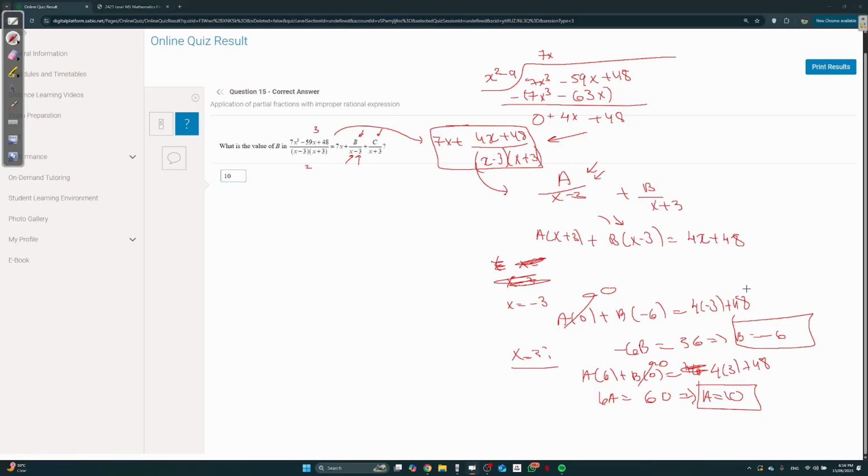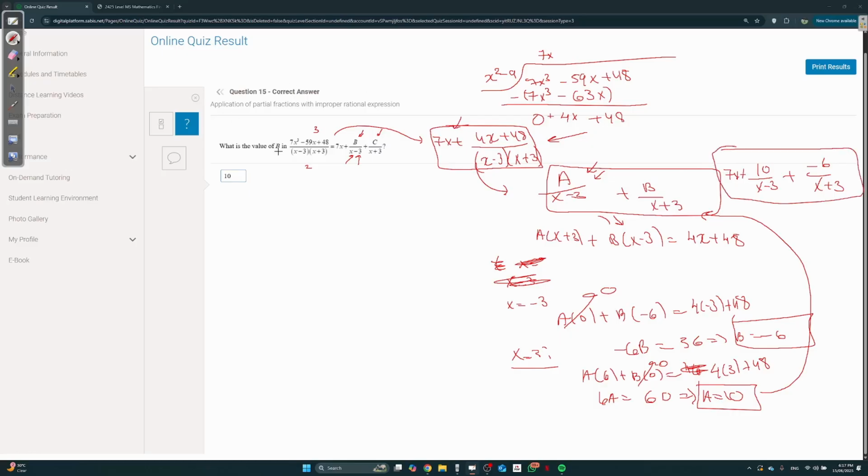No. See, this is why you're going to get it wrong if, without looking, you just put in your letter value. No, don't do that, okay? After you find your letters and you're ready to answer, before you answer, take a deep breath and substitute your letters back into your original partial fraction. So let's substitute our a value. It's 10 over x minus 3 plus b, which is negative 6 over x plus 3. And we don't forget we have the 7x on the side. So this is my final answer.